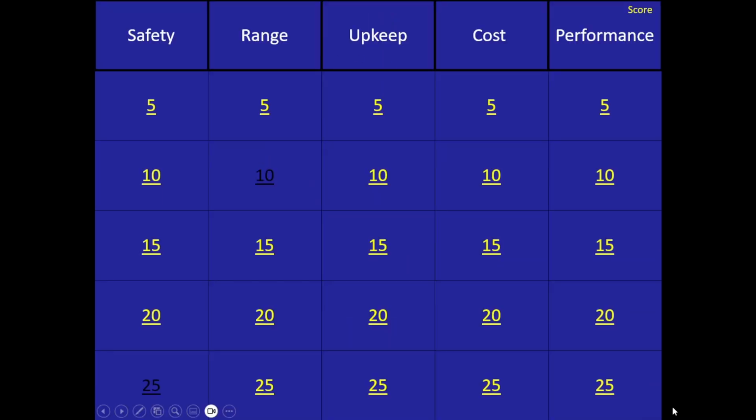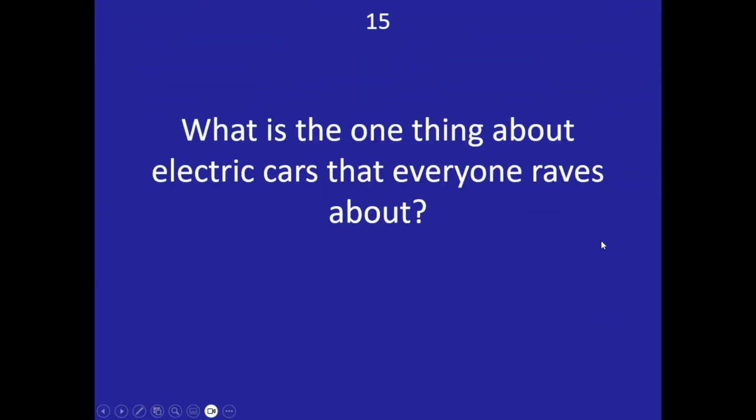What do you want? Performance 15. Performance for 15. She's going all out. What is the one thing about electric cars that everyone raves about? There's one thing everybody says, oh, that's so cool. Because it's ecological first. You'd think. There's something else. Oh, the noise. It doesn't make noise. That's true too. Am I leading the witness?